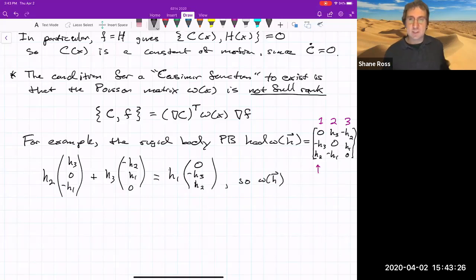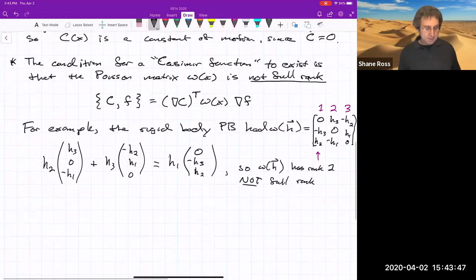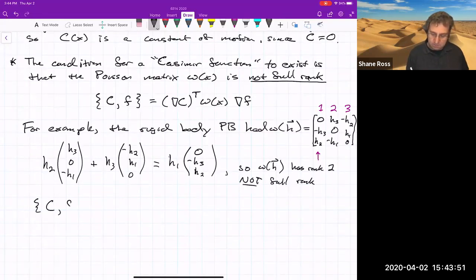So this matrix, if it had full rank, would have rank 3. It's a 3 by 3 matrix. This has rank 2. So it's not full rank. So there's the possibility that, well, that's the condition that a Casimir function exists. Okay. What are those Casimir functions?